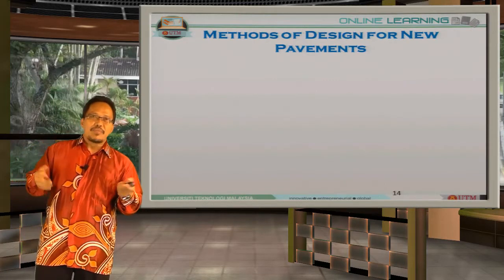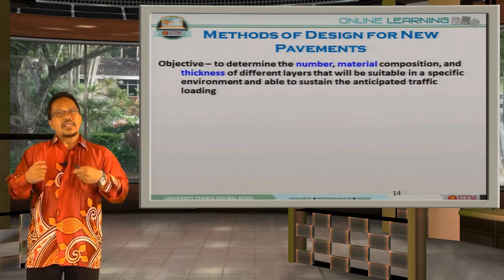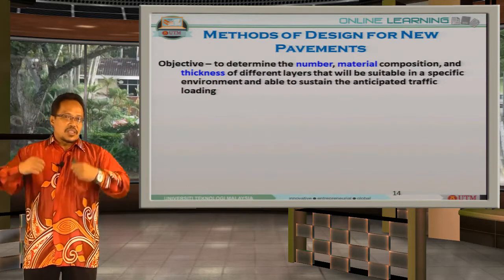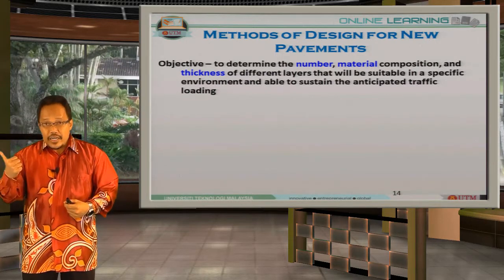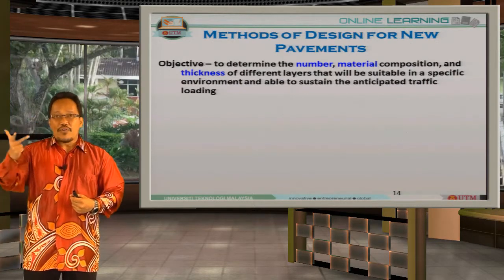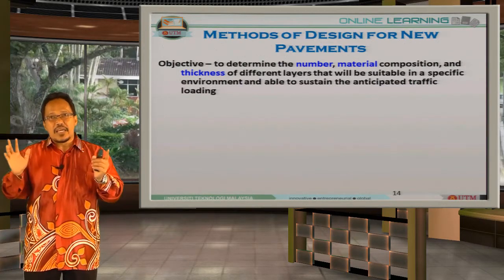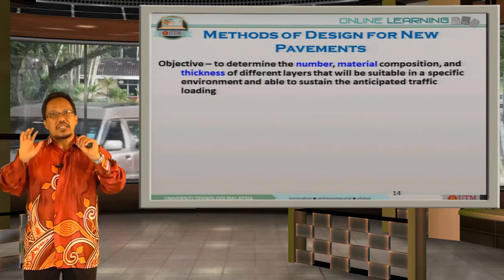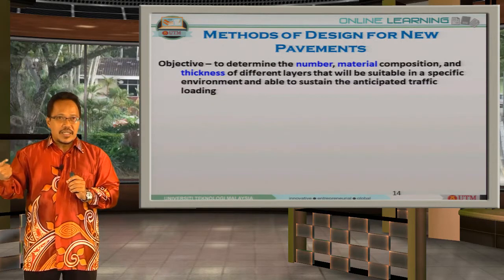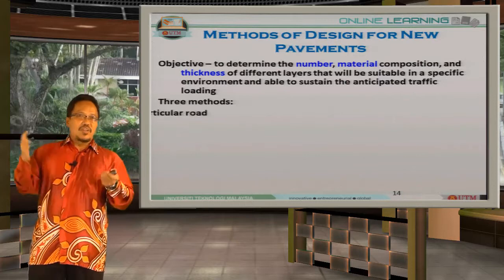Okay, now let's look at the method of design for new pavement. What is the objective of our pavement design? The objective is to determine the number, the material to be used, and the thickness of each layer, so that it will be able to sustain all the anticipated traffic loading. Remember: number, material composition, and thickness. That is our objective. There are 3 methods.